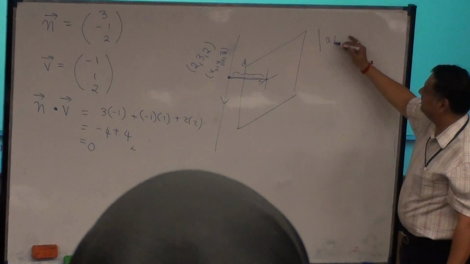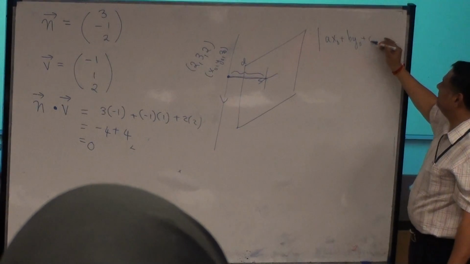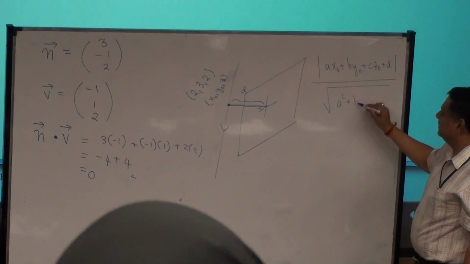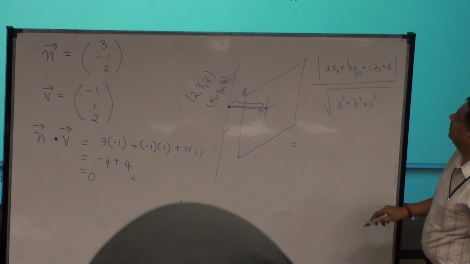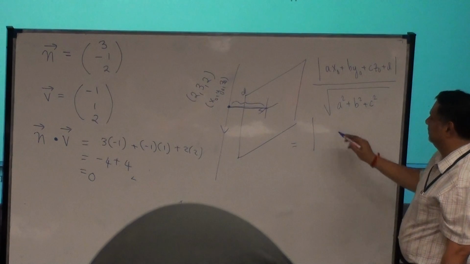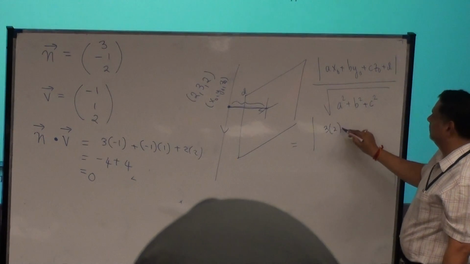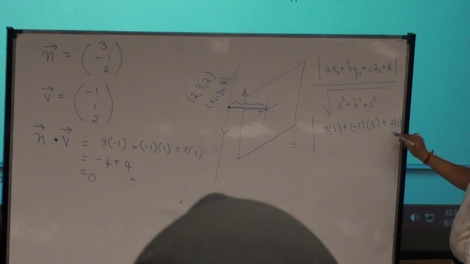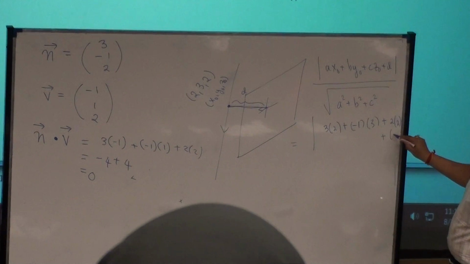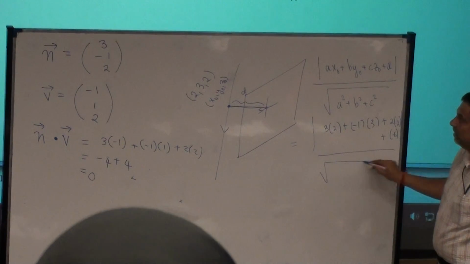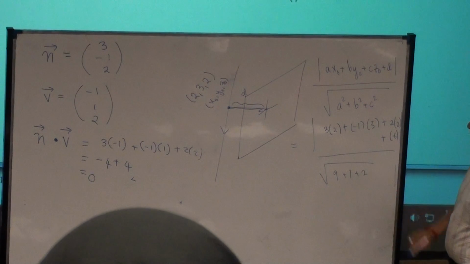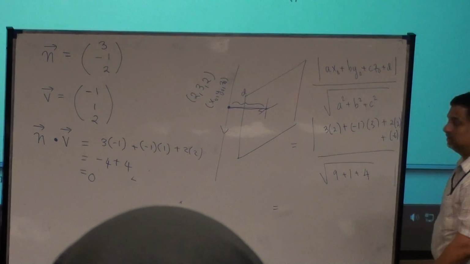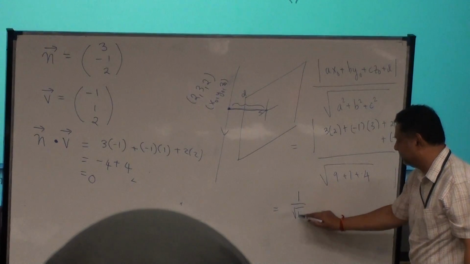So we use this formula: absolute value of ax0 plus by0 plus cz0 plus d, divided by the square root of a squared plus b squared plus c squared. So you are going to get 3 times 2 plus minus 1 times 3 plus 2 times 2 plus minus 6, over the square root of 9 plus 1 plus 4. How much? 1 over square root of 14.